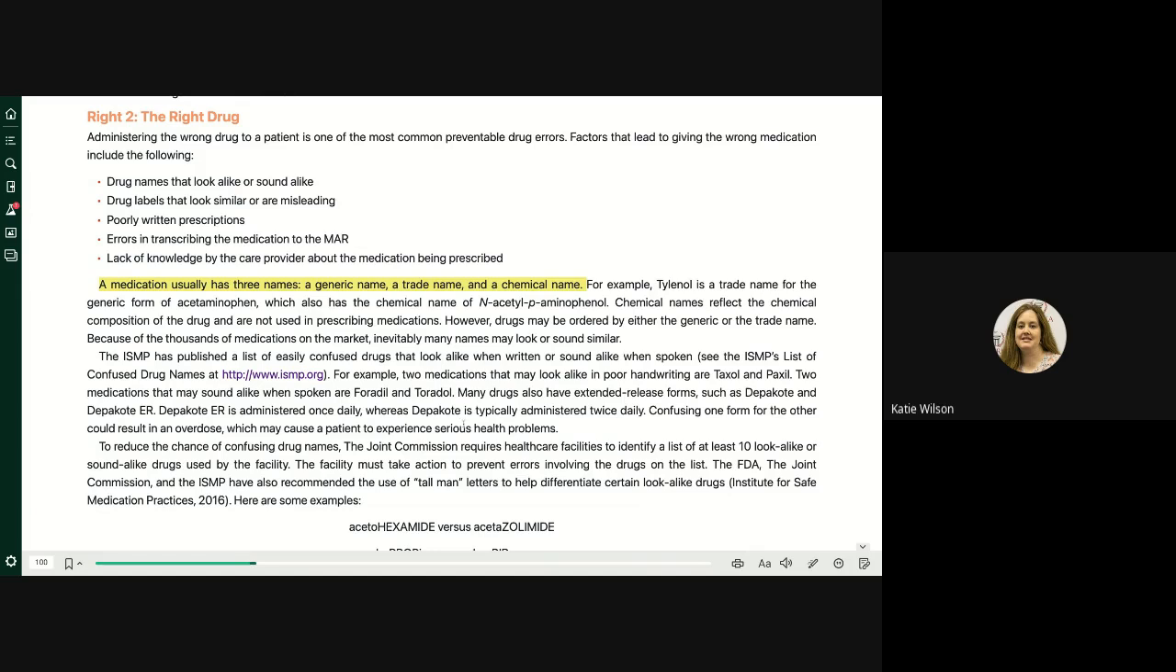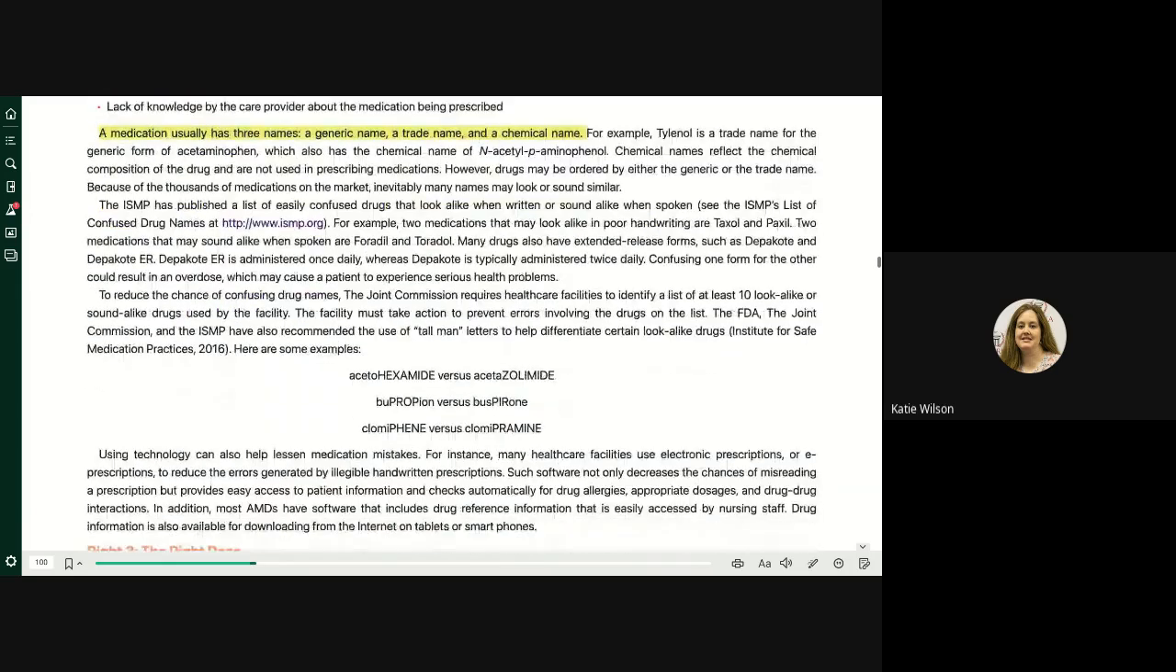You can go to this website, www.ismp.org. It's a very informative website, and it will include pages or charts on look-alike and sound-alike medications, how those could easily be confused, as well as the abbreviation lists of what not to use. So a lot of good information on that website.